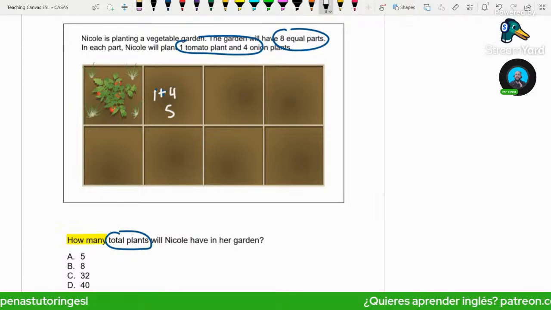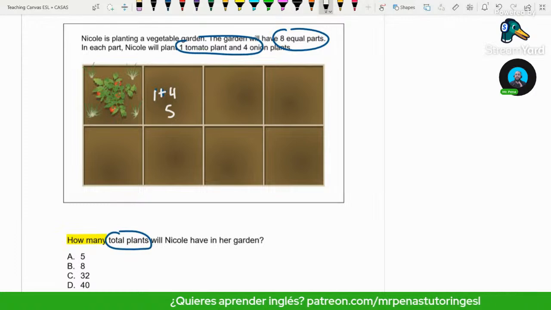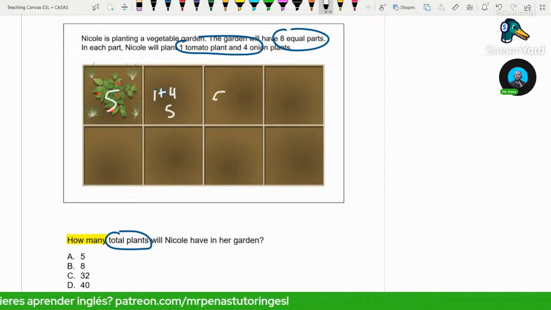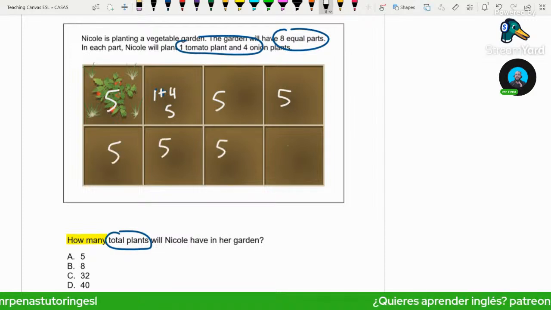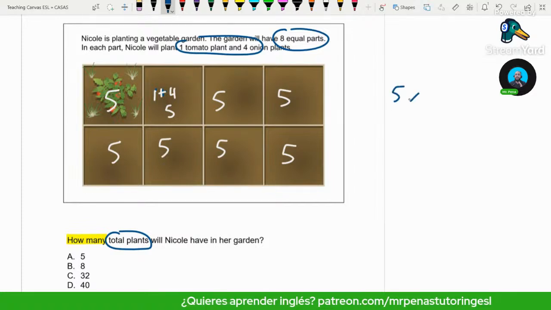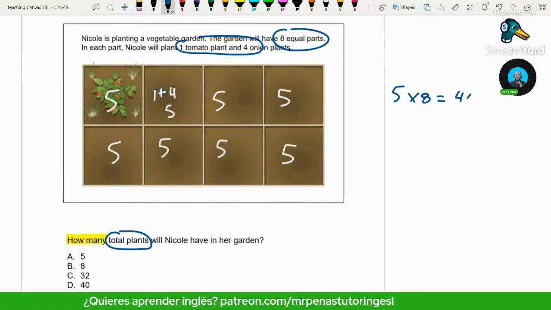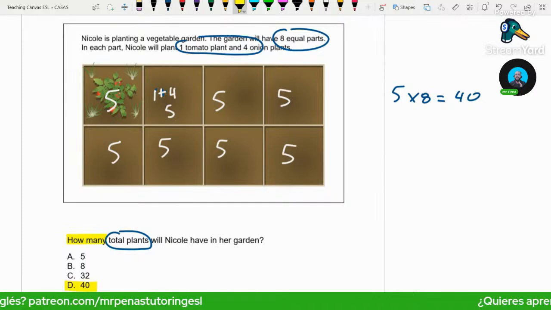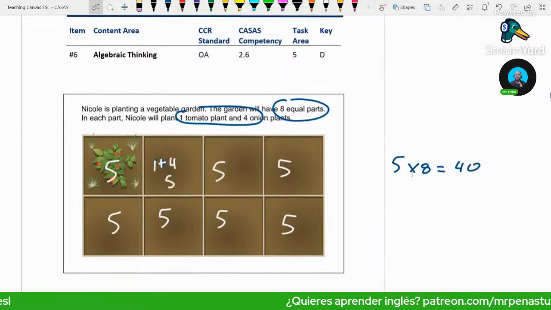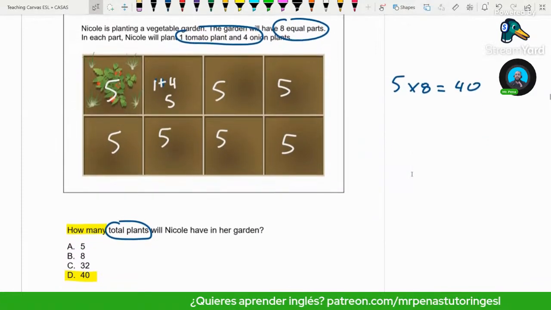So 1 tomato plant and 4 onion plants, that's 5 plants. And it's 8 equal parts. So 5, 10, 15, 20, 25, 30, 35, 40. So that's going to give us 5 times 8, which is 40. So there you go. And that's it. She's going to have 40 total plants. Very nice. Algebraic thinking.